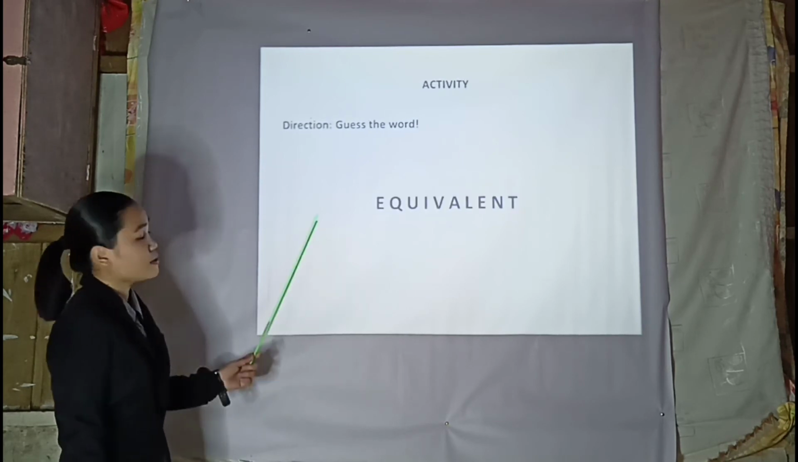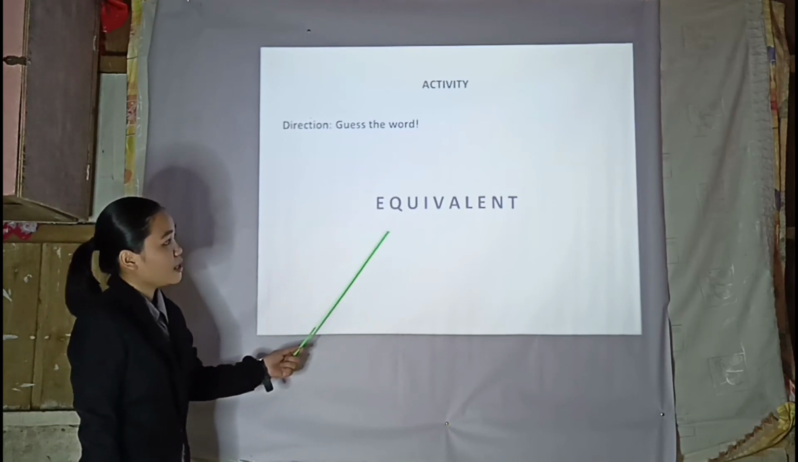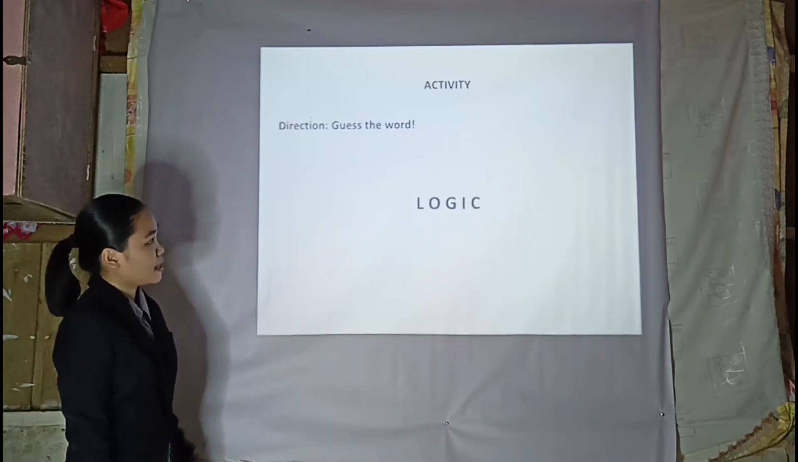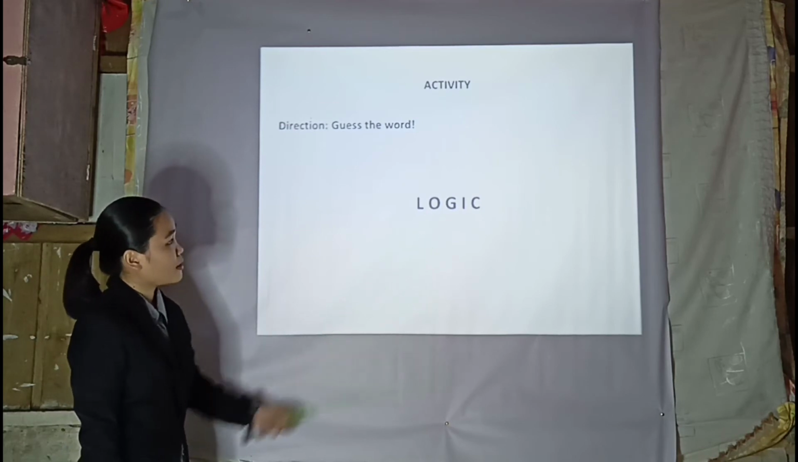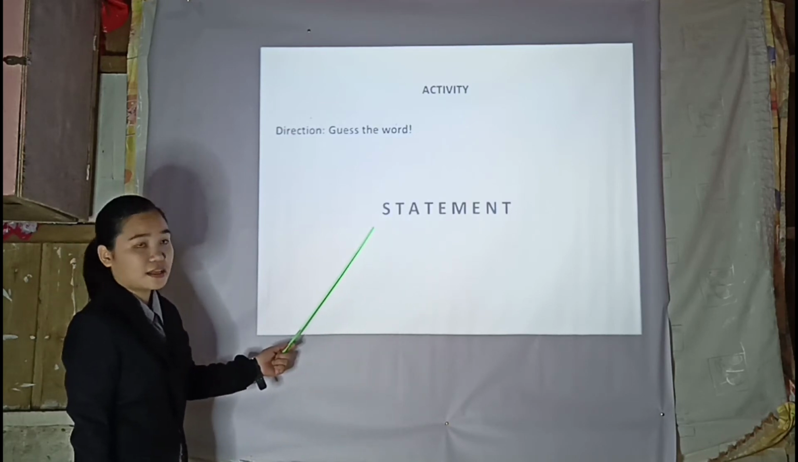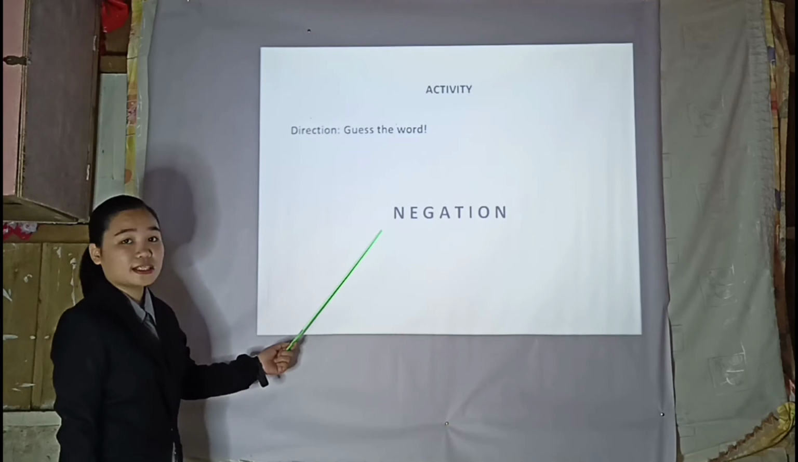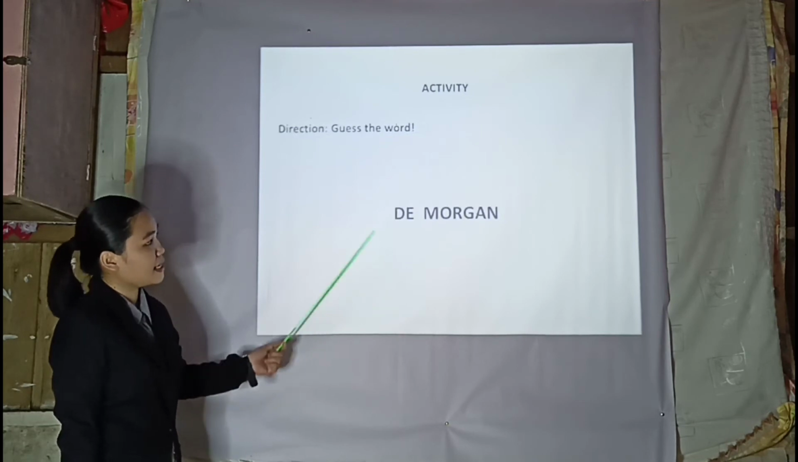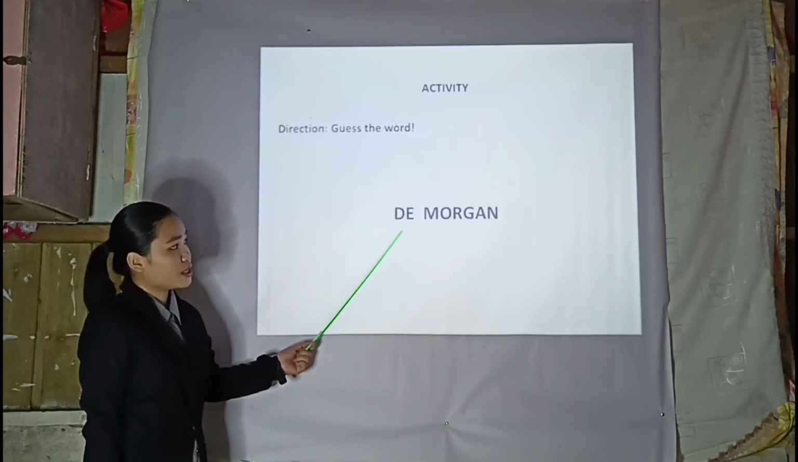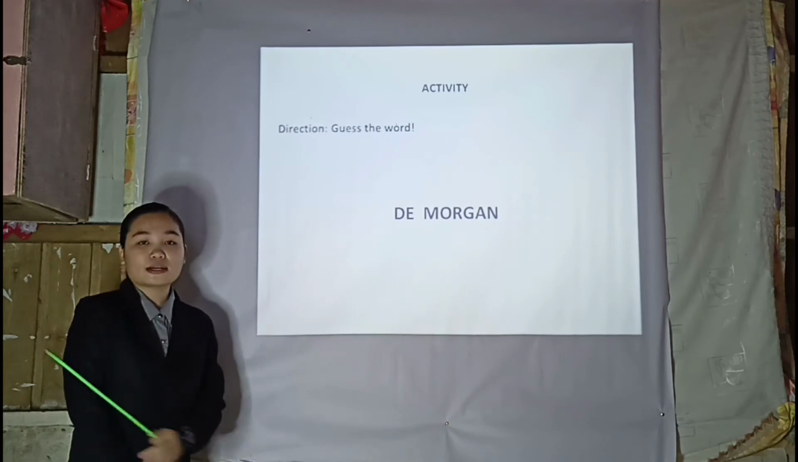Okay. So, the first answer is equivalent. The second word is logic. The third is statement. And the fourth is negation. Lastly, the word is De Morgan. So, who got the correct answer?